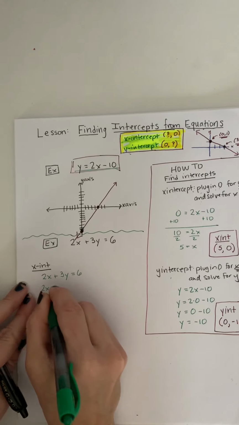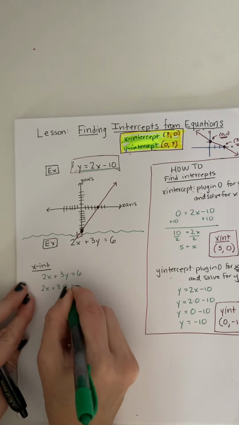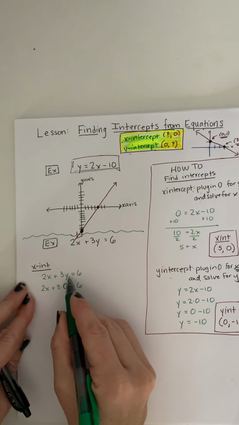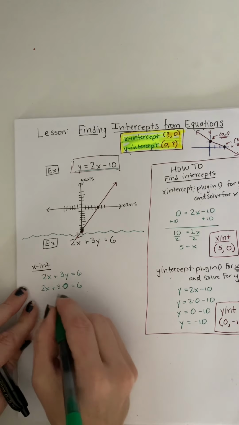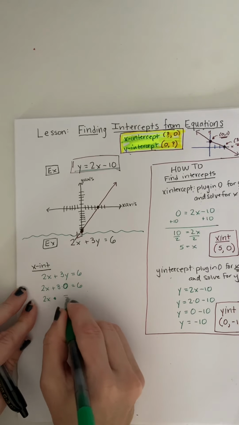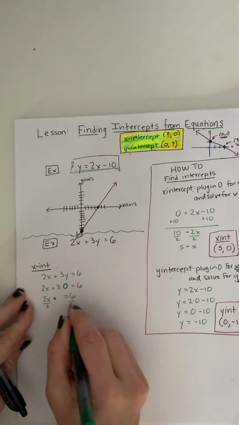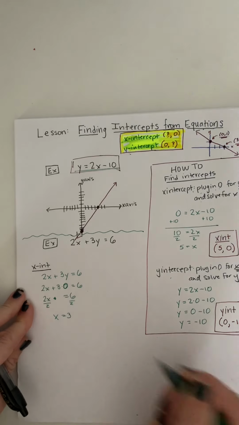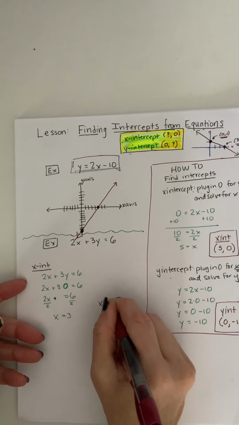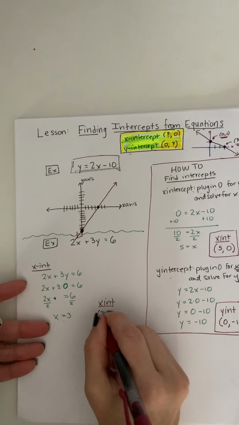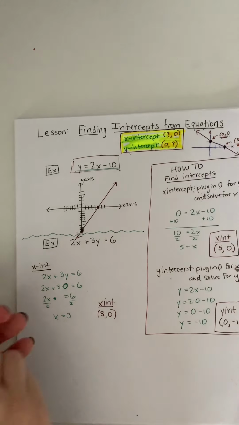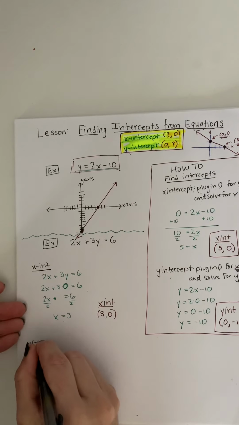So 2x plus 3 times 0 equals 6. All I'm doing is plugging in 0 for the y. And now let's keep going. So 3 times 0, let's actually get that. That's 0. Oops. So 2x equals 6. X equals 3. Our x-intercept, the x is 3, the y is always 0. Go back up to this form. Now let's find the y-intercept.